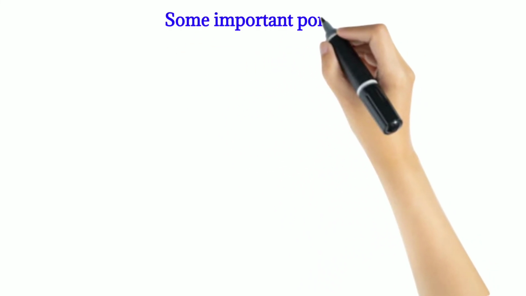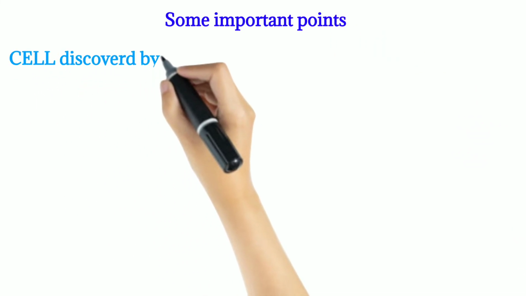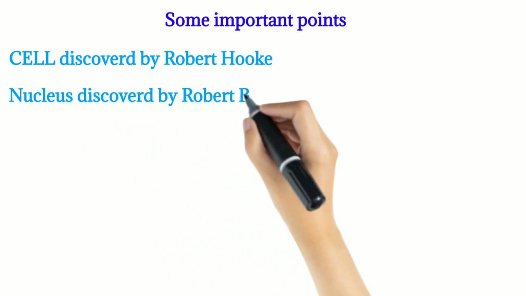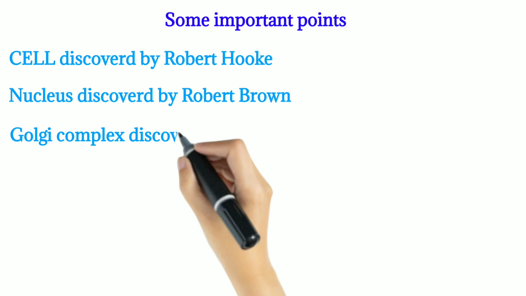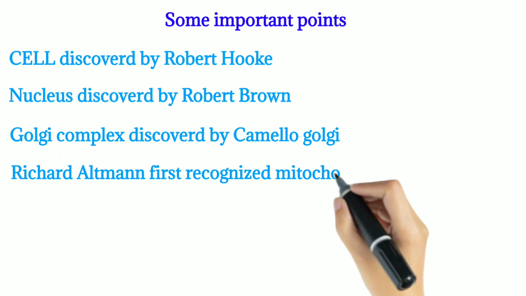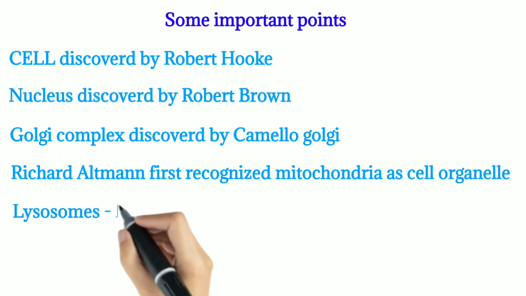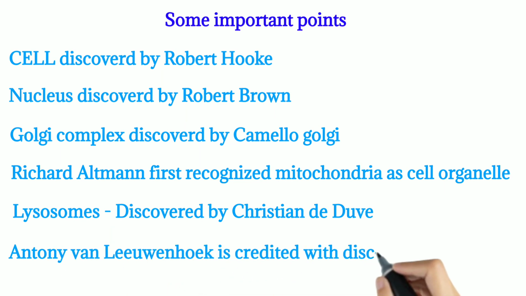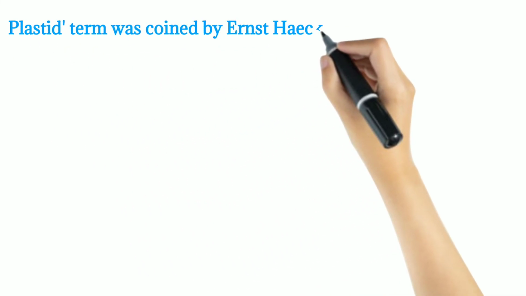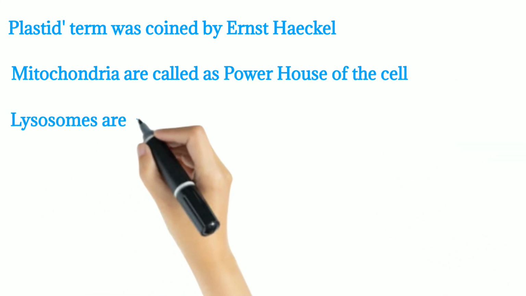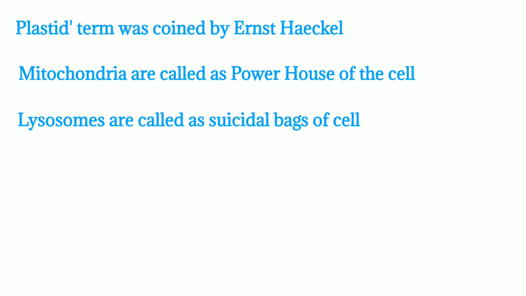Now let's see some important points. Cell was discovered by Robert Hooke. The nucleus was discovered by Robert Brown. Golgi complex was discovered by Camillo Golgi. Richard Altman was the first to recognize mitochondria as a cell organelle. Lysosomes were discovered by Christian de Duve. Antony von Leeuwenhoek is credited with the discovery of vacuole. The term plastid was coined by Ernest Haeckel. Mitochondria are called the powerhouse of the cell. Lysosomes are called suicidal bags of the cell.